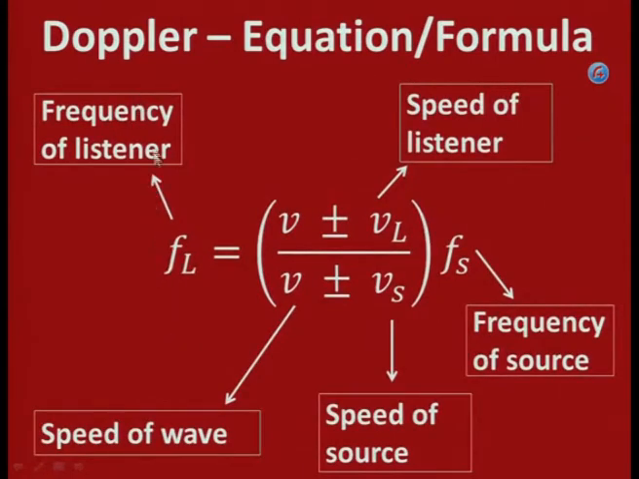FL is the frequency of the listener. VL is the speed of the listener. Fs is the frequency of the source. Vs is the speed of the source. And V is the speed of the wave.